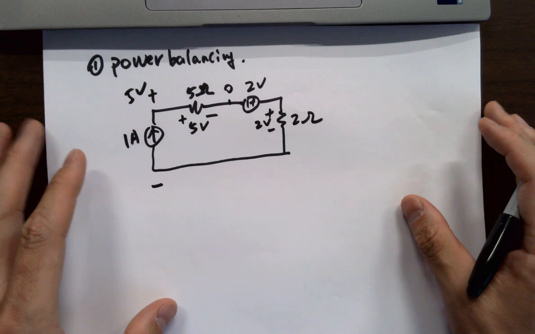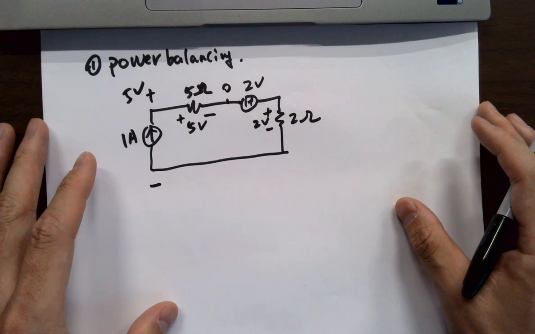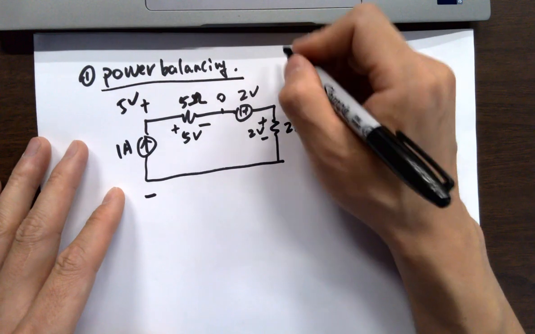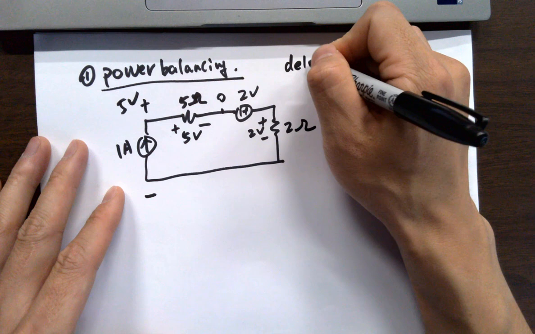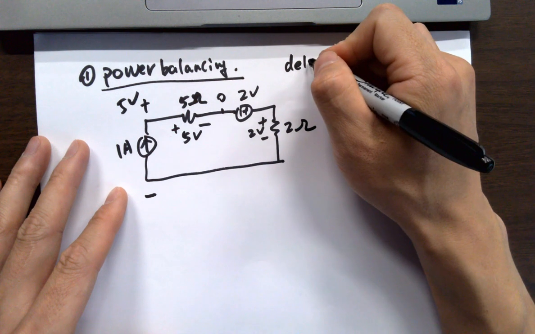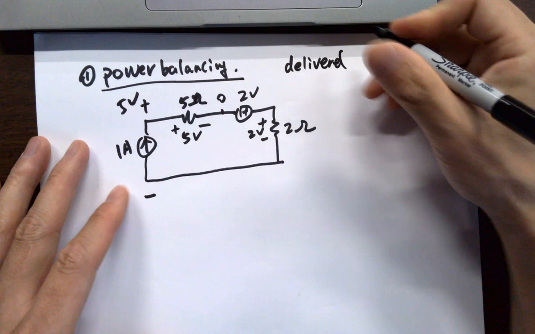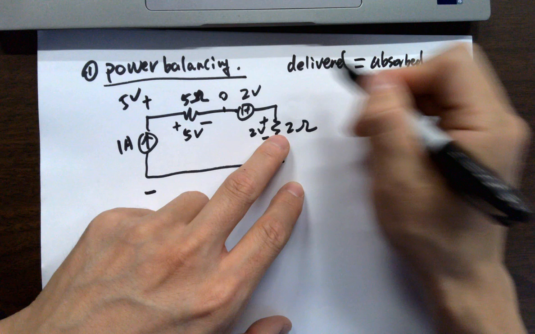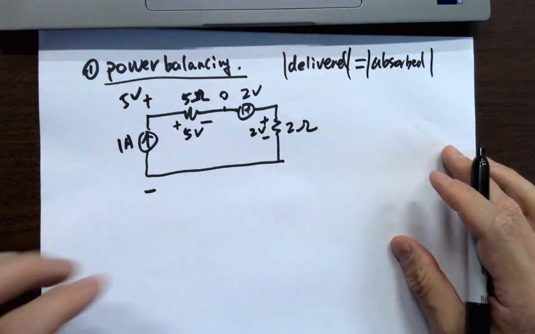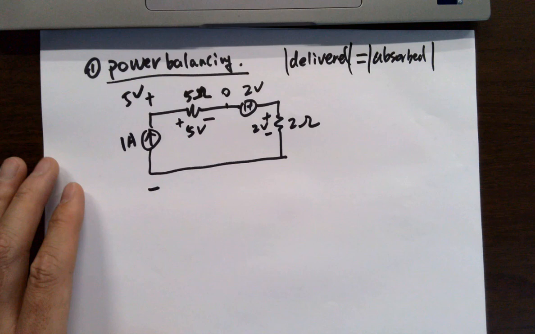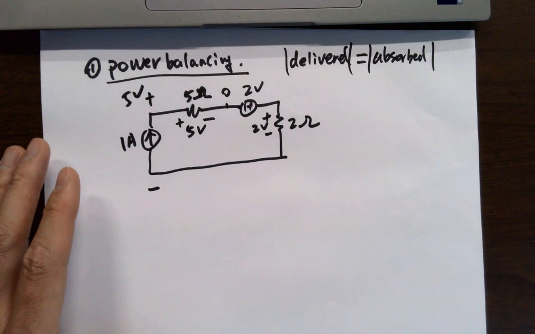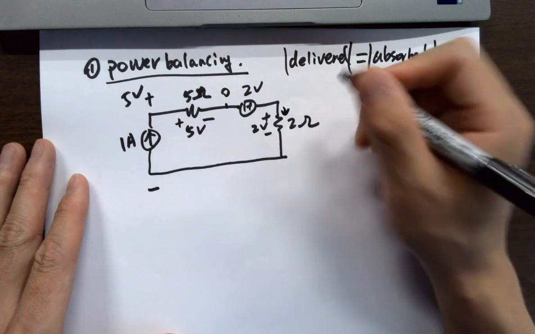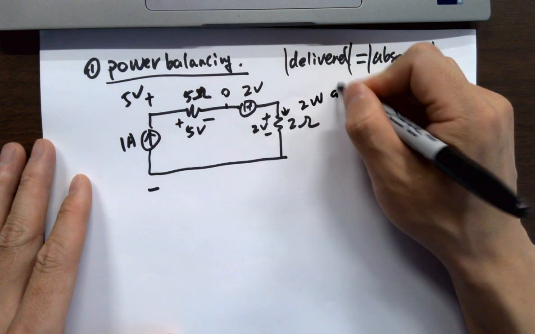However, the total power consumption should be balanced, because the total delivered power and absorbed power should be equal, right? Absolute value should be equal. Let's find out. Is this guy absorbing, right? 2 watts absorbing?